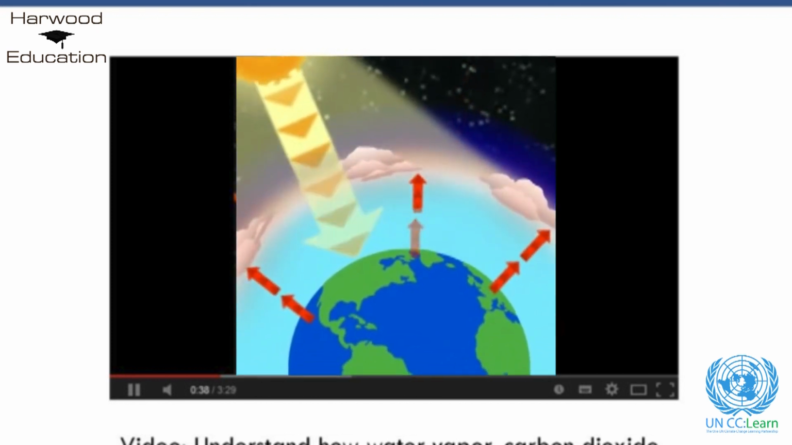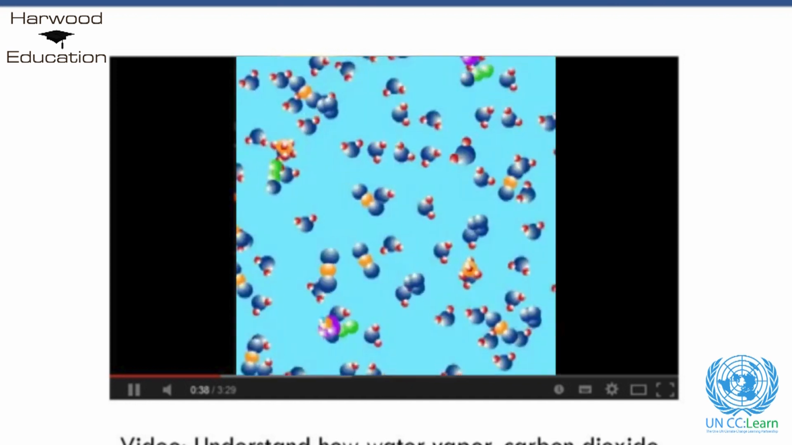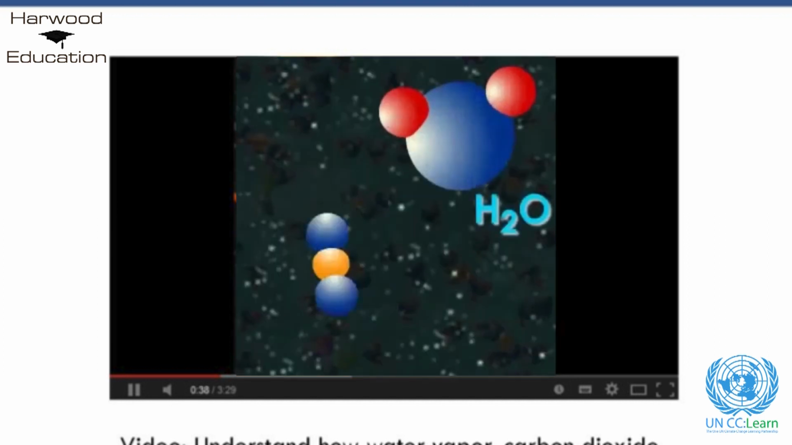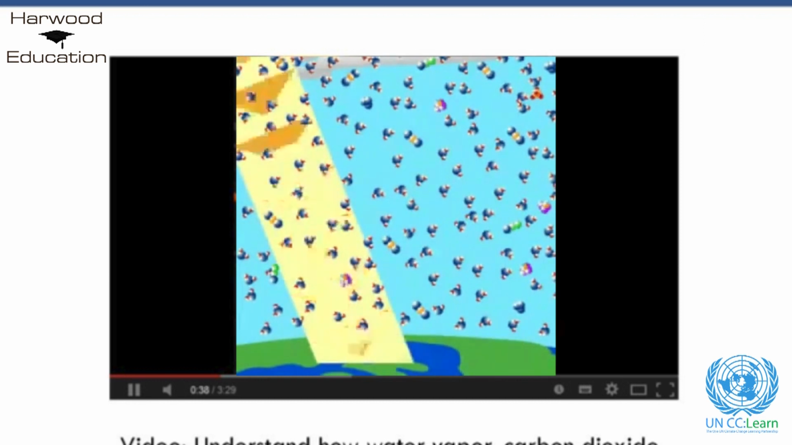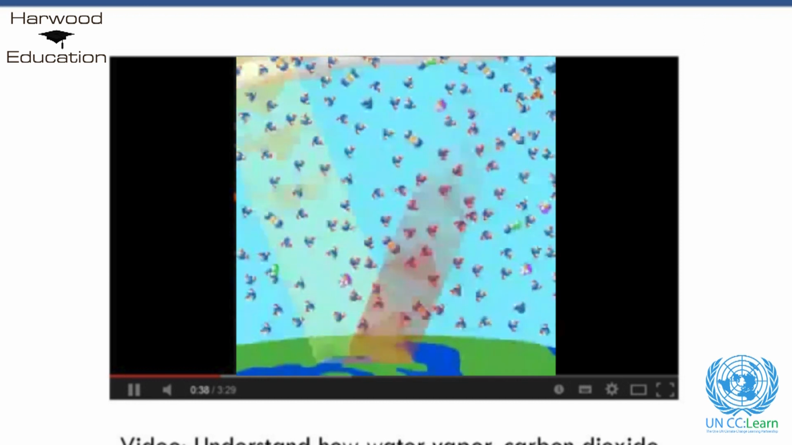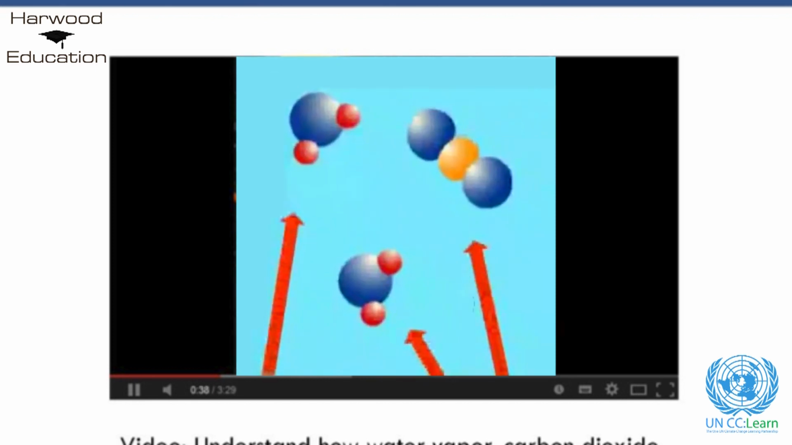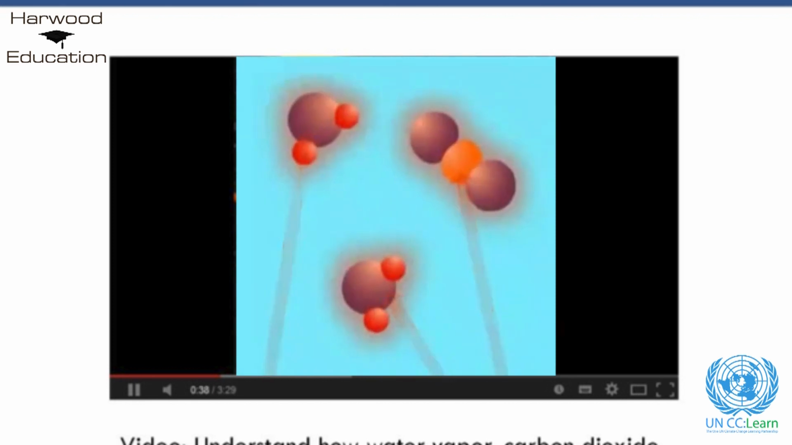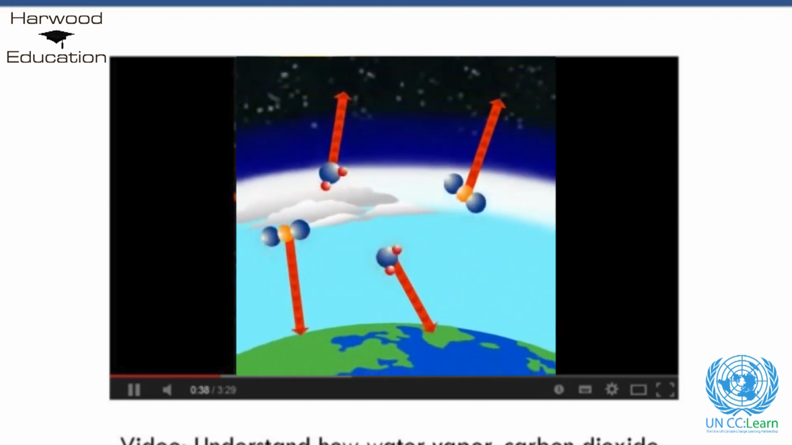The rest is absorbed by clouds and by greenhouse gases in the atmosphere. There are many greenhouse gases, but the most abundant greenhouse gases are water vapor and carbon dioxide. Short-wave radiation from the sun passes through greenhouse gases, but long-wave radiation is absorbed by them. Greenhouse gases absorb long-wave radiation that is emitted by the surface of the Earth. Subsequently, they re-emit the energy as long-wave radiation in all directions.